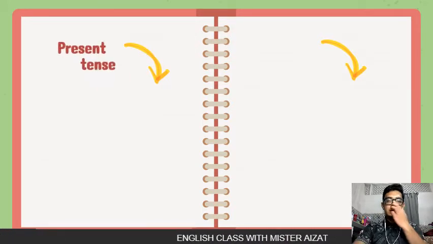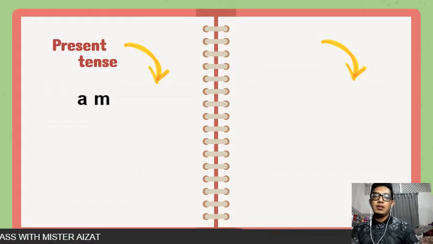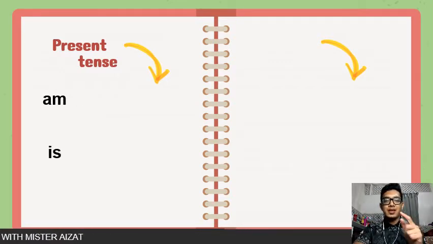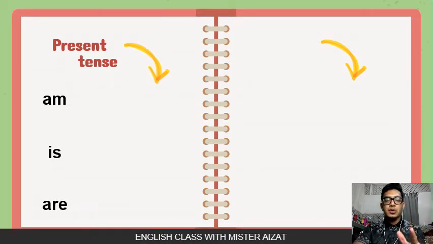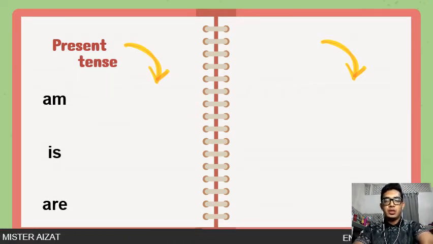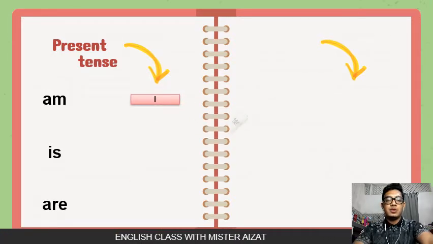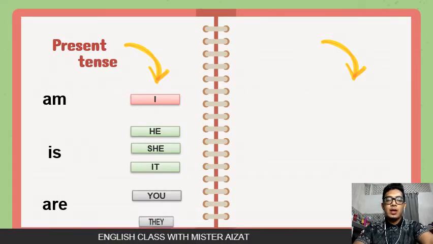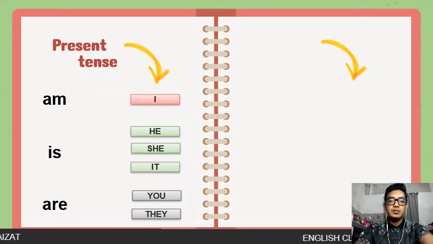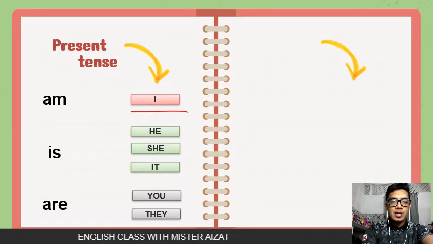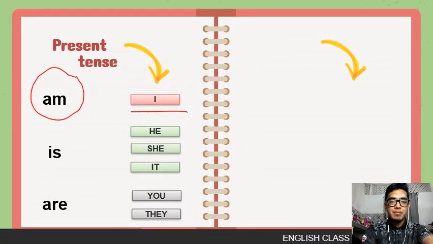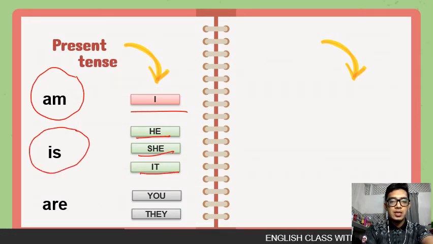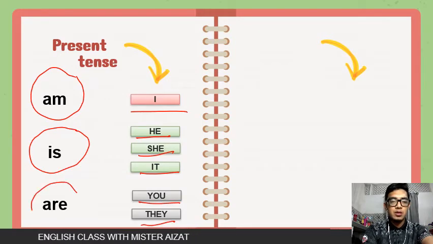Now let us continue with present tense. There are 3 categories under present tense, which are am, is and are. So let us look at which pronoun goes under which category. I, he, she, it, you and they. As you can see, I goes under am. Meanwhile, he, she and it go under is, and you and they go under are.